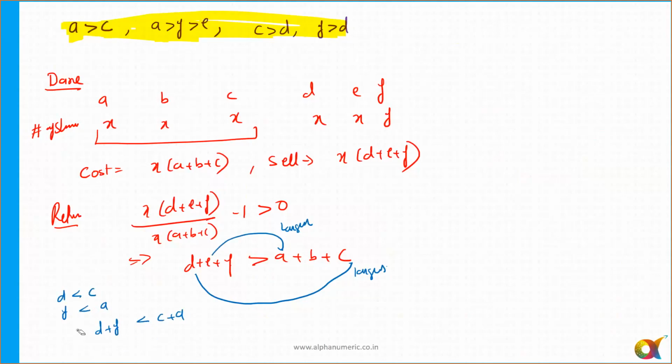I've compared E and A. So let me compare E and A. D is less than C, E is less than A, but D plus E is less than C plus A.